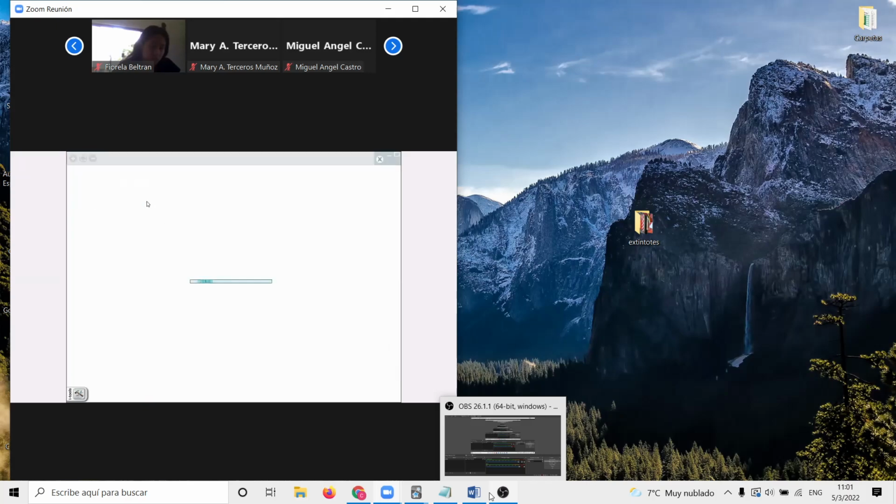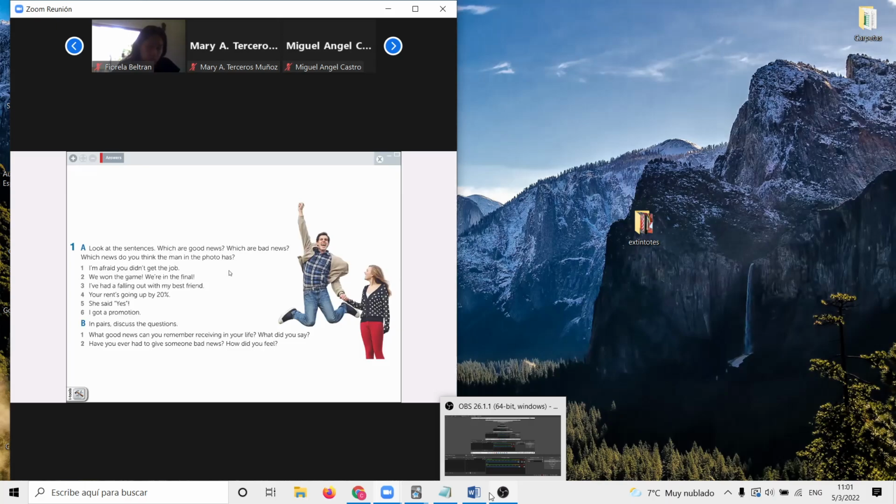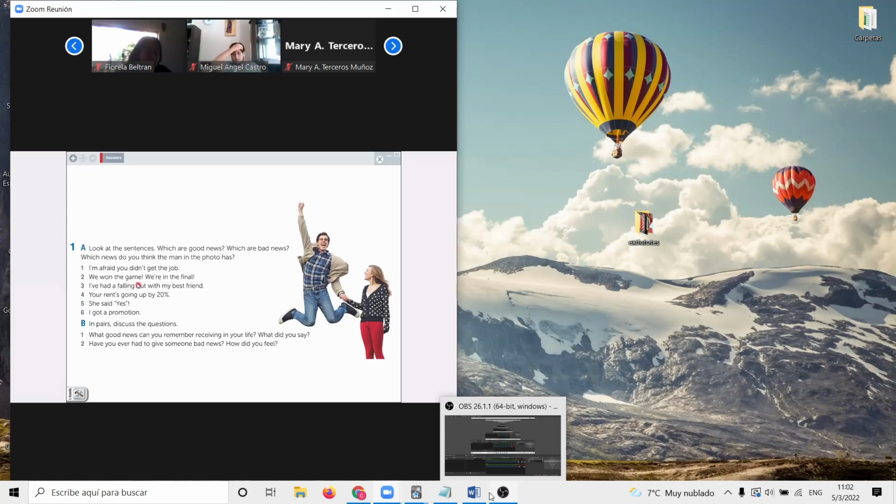So let's look at these sentences below. Which are good news and which are bad news? Number one says, "I'm afraid you didn't get the job." Is that good or bad news? Bad news. Instead, "I'm sorry to tell you that you didn't get the job." Good or bad news? Bad news. Let's suppose that you go to a job interview and at the end they say, "I'm sorry to inform you that you didn't get the job." Yeah, it's bad news.